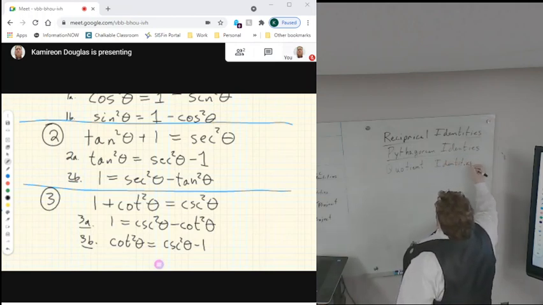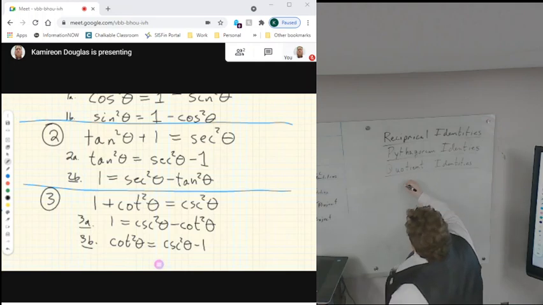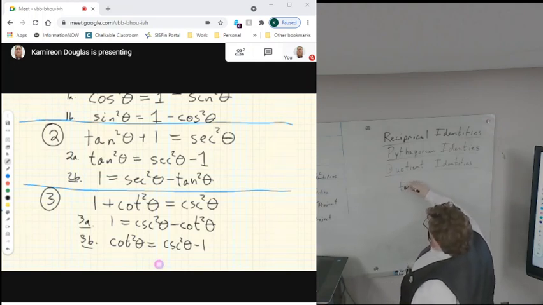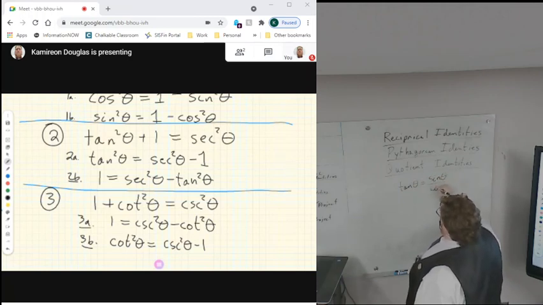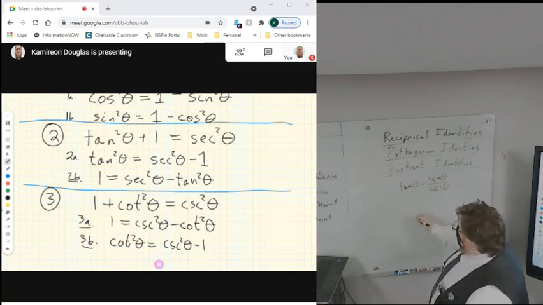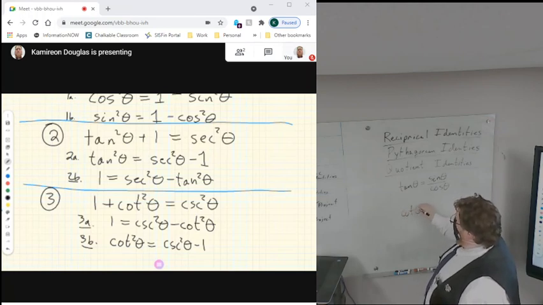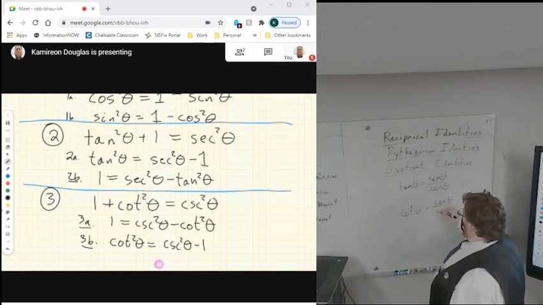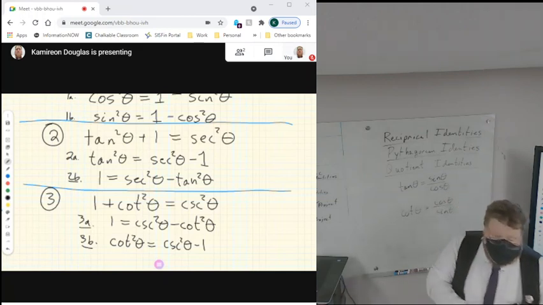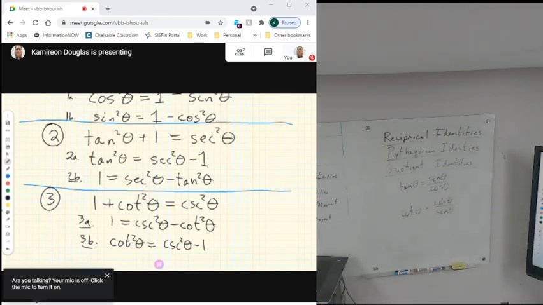They are very easy. And they are tangent equals sine over cosine. And cotangent equals cosine over sine. For the rest of this week, the next 3 days, this list will become this world. Every day in class, we'll use one or all of these identities to solve a problem.